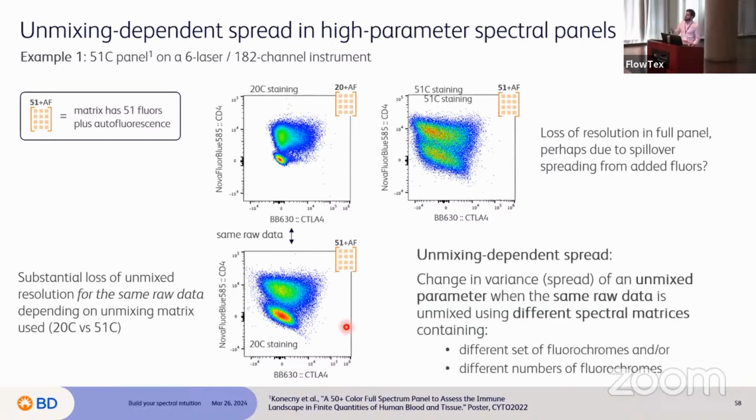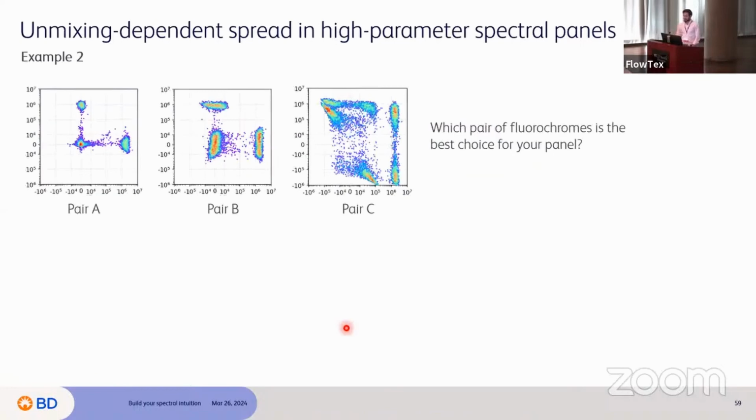So this leads us to define this unmixing dependent spread concept. It's a change in variance of our unmixed signal when the same raw data is unmixed using different spectral matrices that either contain a different set of fluorochromes or different numbers of fluorochromes. So to illustrate this, I could show you 3 different examples of fluorochrome pairs. And if you're going to pick one of these to go into your panel, you would probably choose the one on the left. Maybe the one in the middle is acceptable. The one on the right, absolutely not.